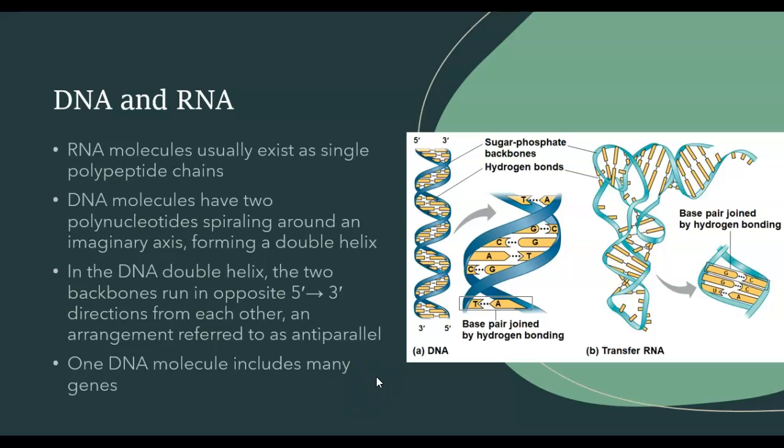One DNA molecule includes lots and lots of genes, probably 1,000 or more genes on a DNA molecule. DNA molecules are composed oftentimes of millions of base pairs, so they're very, very large molecules. And that ends the notes on Unit 1 about the biomolecules.